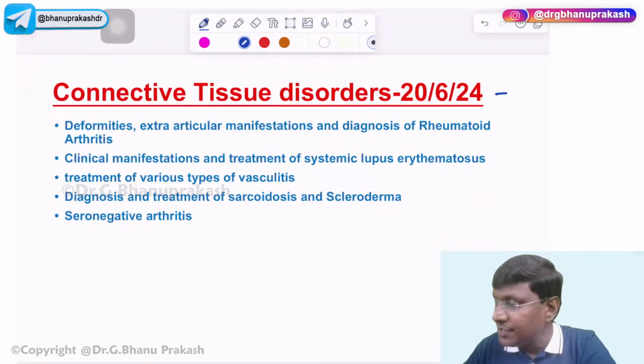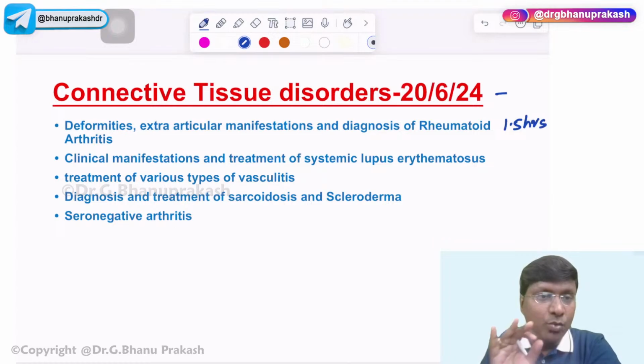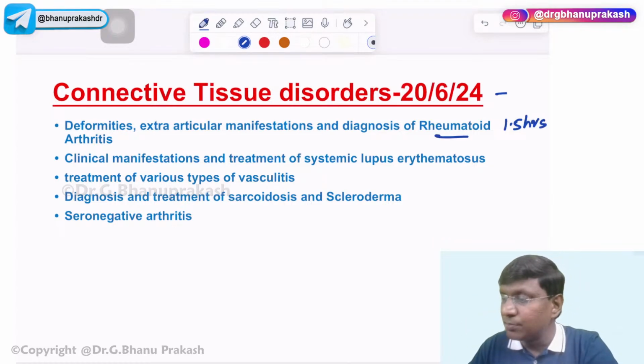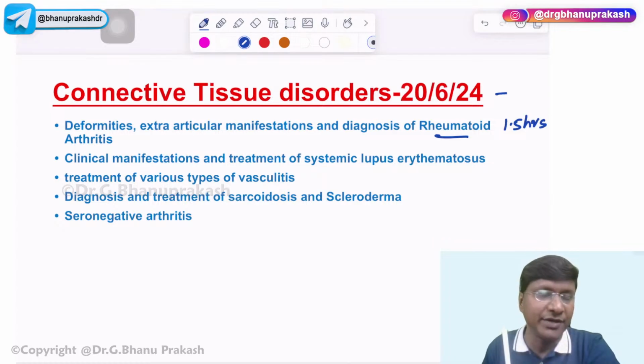connective tissue disorders. You allot 1.5 hours for the connective tissue disorders. And what are the topics that you should definitely revise in the connective tissue disorders? That is rheumatoid arthritis. I don't say the entire rheumatoid arthritis. One is deformities in rheumatoid arthritis, extra-articular manifestations in rheumatoid arthritis, diagnosis and treatment. These are the things that you need to know in the rheumatoid arthritis.